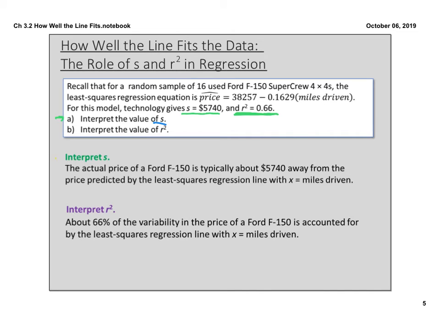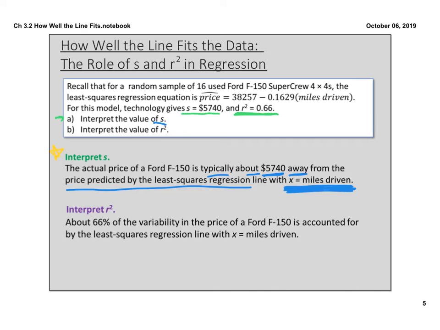This is the piece that's going to be important, okay? Being able to interpret that. So what that S value means, it says the actual price of a Ford F-150 is typically about $5,740 away from the price predicted by the LSRL, and you always, always, always have to state with X equaling miles driven. You always have to put the X variable in.